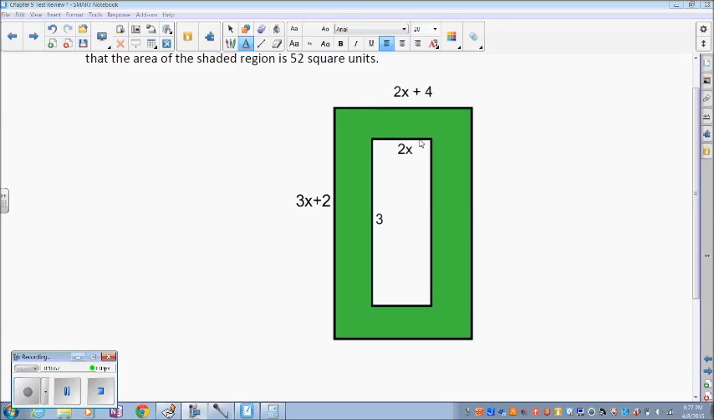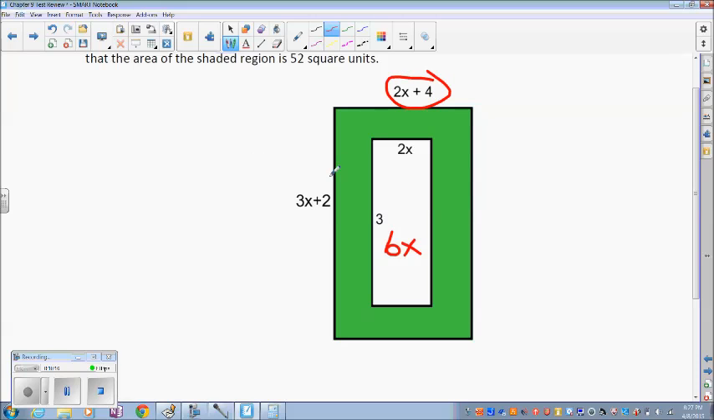In order to just get the green area, we're going to have to minus out that white area. So the first thing we need to do is figure out the area, length times width, of the white area. So it'd be 3 times 2x, which would be 6x. At some point, we're going to have to subtract that. And we're going to take these two binomials and we're going to FOIL them. So we're going to do first times first.